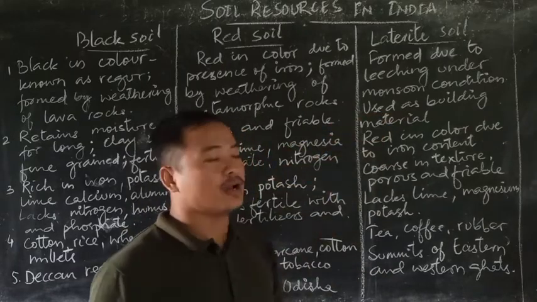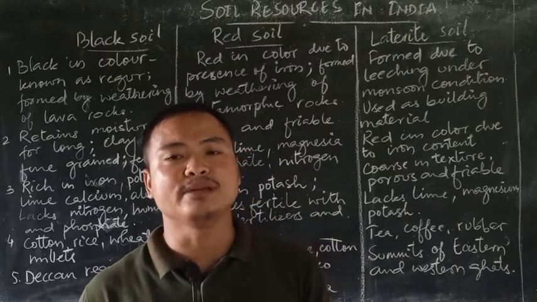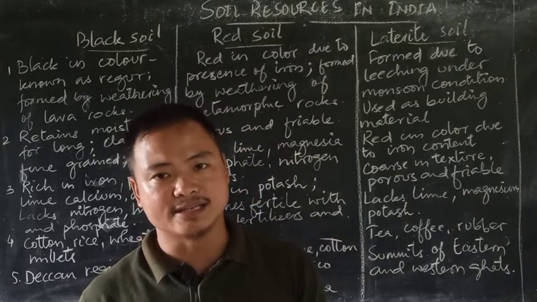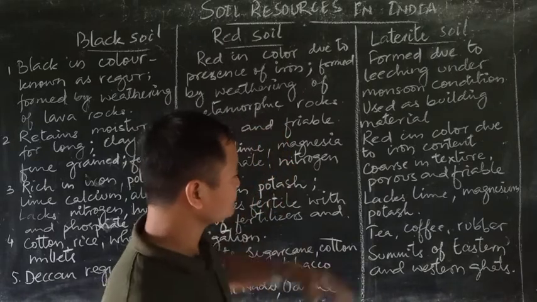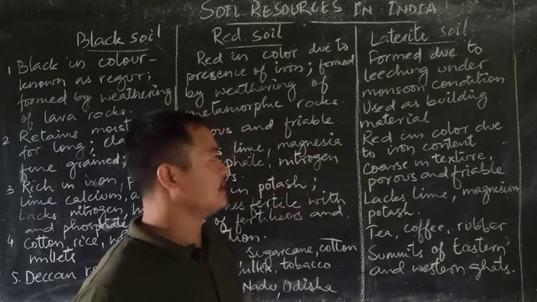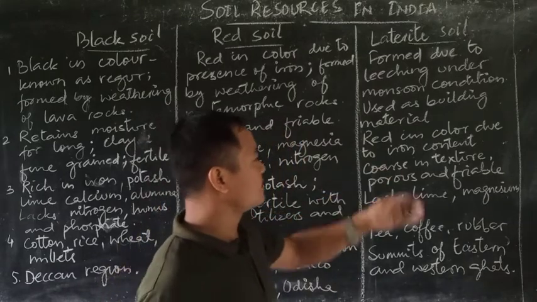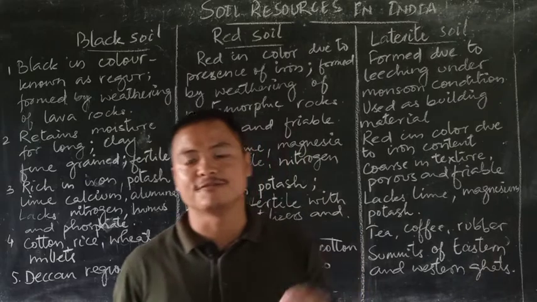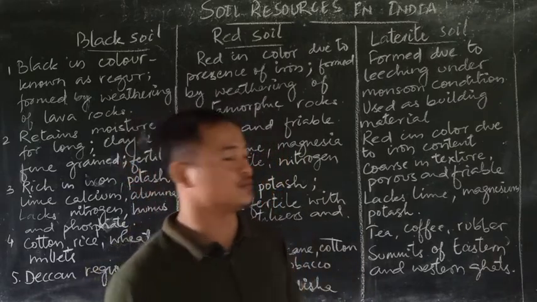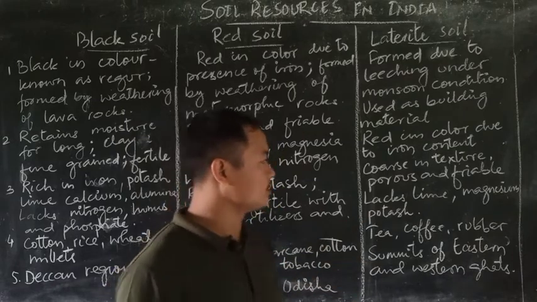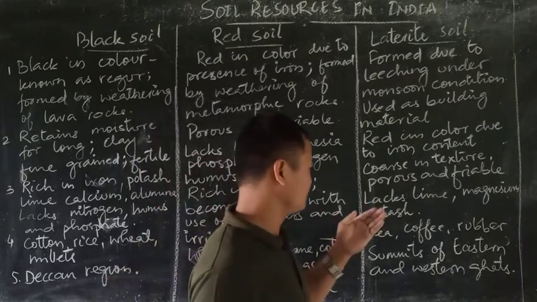This lateritic soil has a very unique characteristic in that it can be used as a building material, because when exposed to air, it hardens like iron. The color of the lateritic soil is red because of the presence of iron. It is quite coarse in texture. That means it's not a fine soil and has coarser grains; pebbles and stones are mostly found in this soil. It is porous and friable. That means it cannot hold water for a long time.